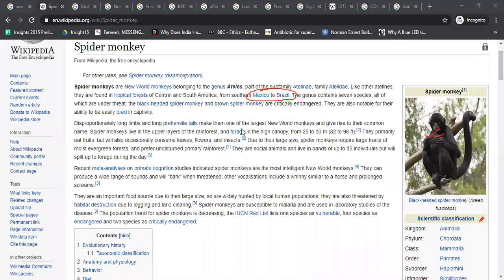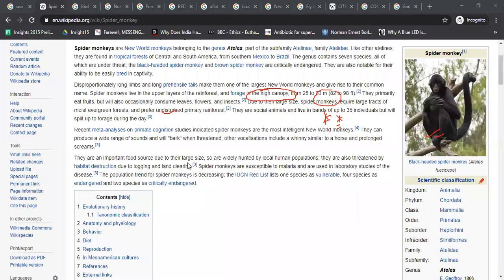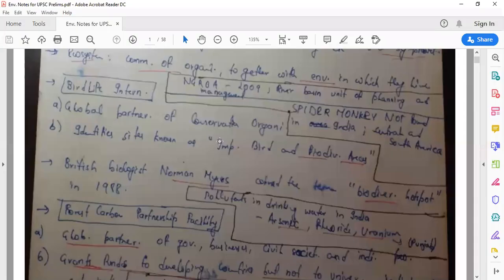It's not native, and the IUCN Red List has classified it as vulnerable, so that's why it becomes important. Two of its species are critically endangered. There are certain subspecies of spider monkey. Some of them are vulnerable, some are critically endangered, and some are even endangered. So UPSC is not going to ask you the exact status, because the status is vulnerable, endangered as well as critically endangered. But right now you have to understand that since UPSC has asked a question earlier, you have to do certain research on the spider monkey, not native to India.